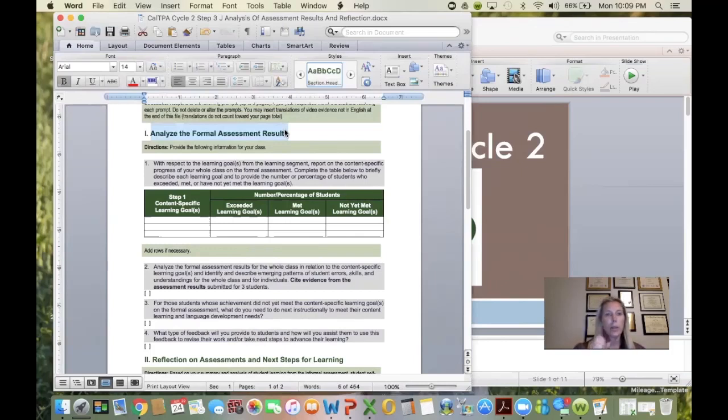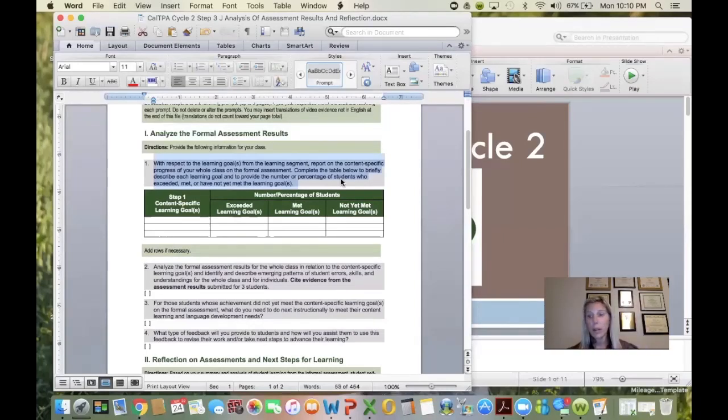And what you need to do is pick that one assessment, and it says with respect to the learning goals, so whatever the goal was for that lesson, you're going to report on the content-specific progress of your whole class on the formal assessment. Okay, you're going to complete this table below to describe each learning goal and to provide the number or percentage of students who either exceeded, met, or have not met the learning goal.